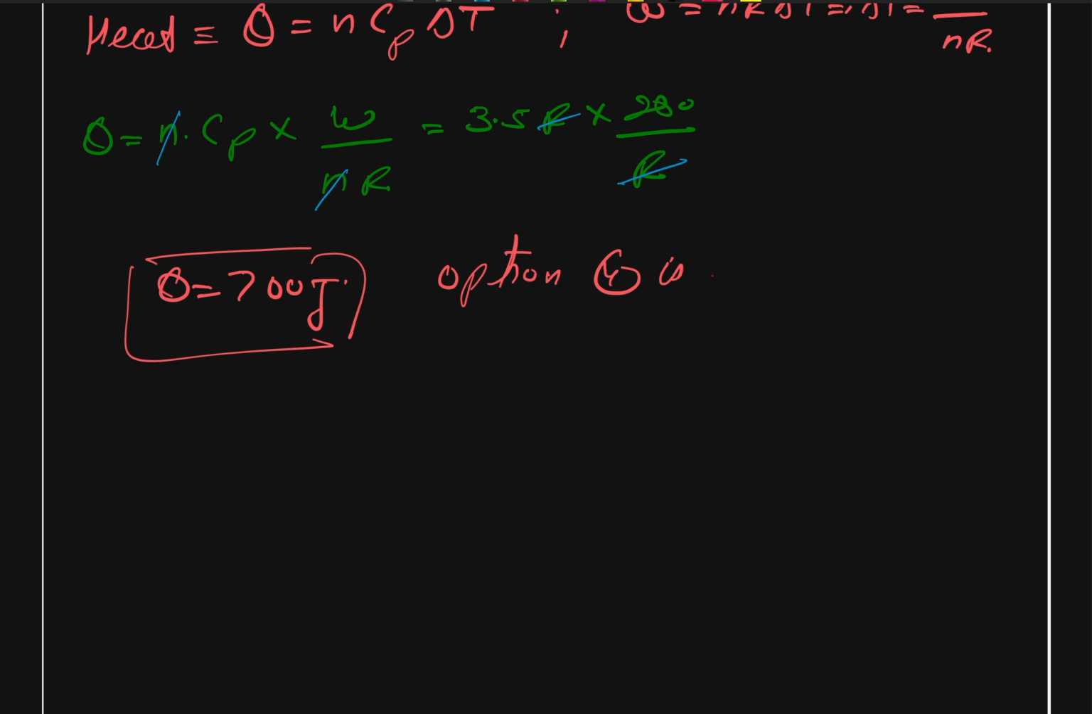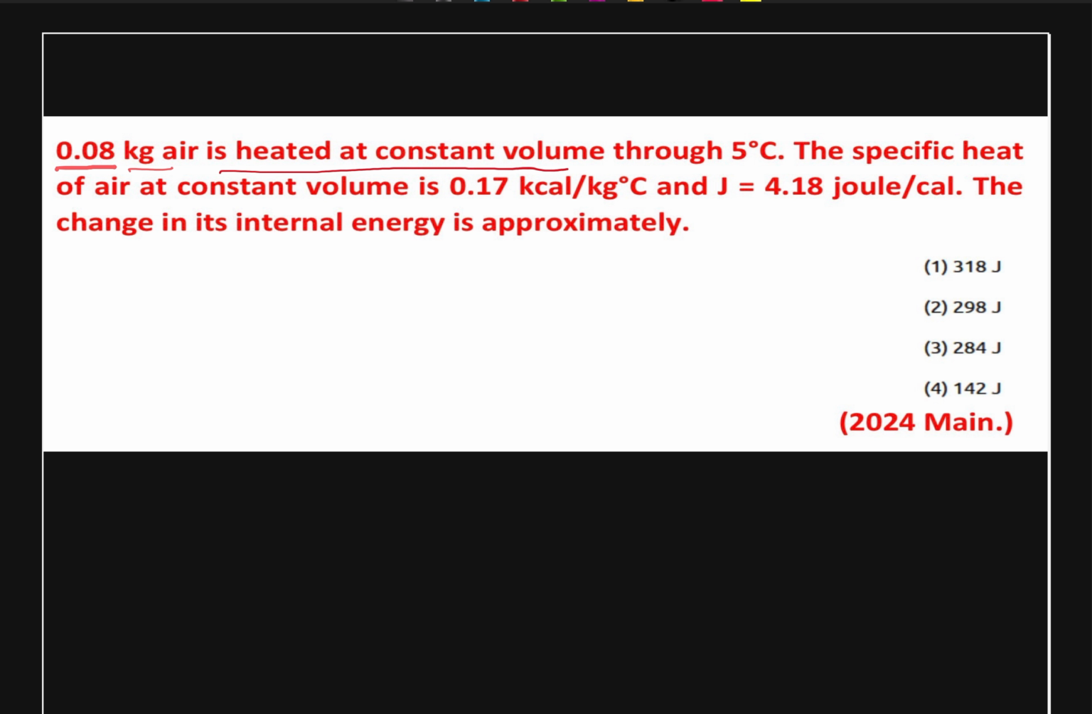Next question. It states that a 0.08 kg air is heated at constant volume through 5 degrees centigrade. The specific heat of air at constant volume is 0.17 and 1 joule is given as 4.8 per calorie. The change in internal energy is approximately equal to.